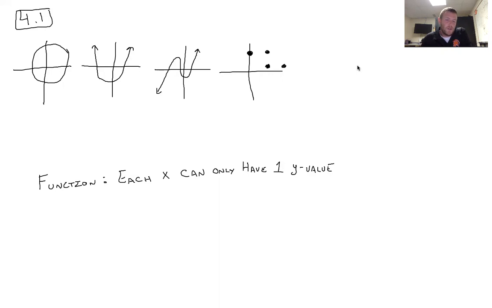So the definition of function is saying that each x can only have one y value. Okay, so it's a line, it's a set of points, it's a set of solutions, but each x, each independent variable, can only have one dependent variable. Okay, so each x can only have one y. That's important to know.